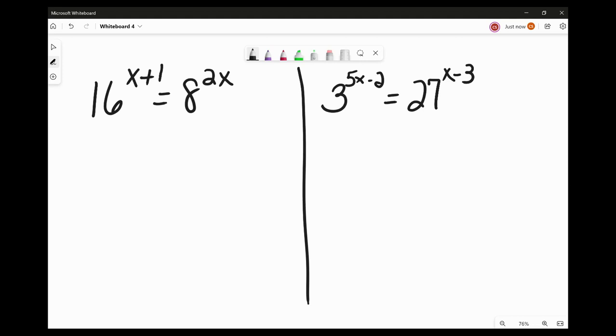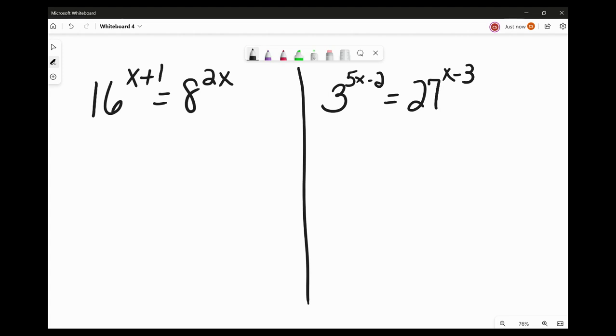Okay, guys, we're going to talk about solving when x is part of an exponent and we have different bases. In order to solve a problem like this, we have to have a similar base. If I look at 16 and 8, they don't have the same base. So I'm going to look at how I can break down these numbers and write them as a base and an exponent so it would be the same.